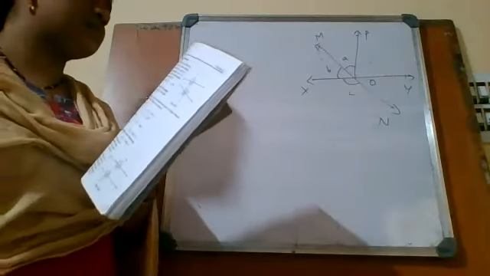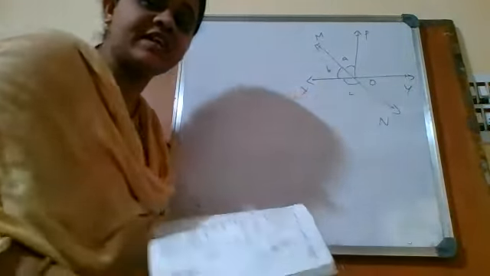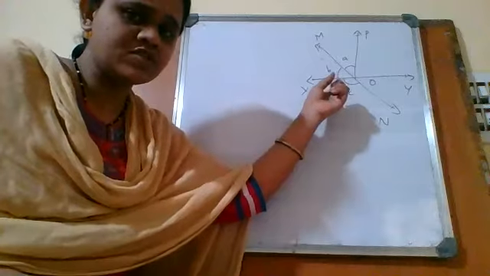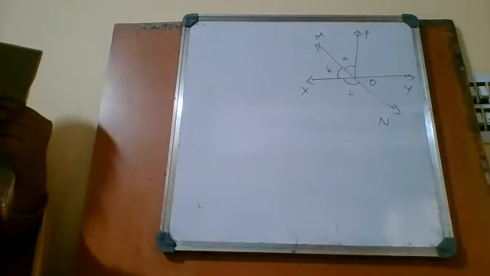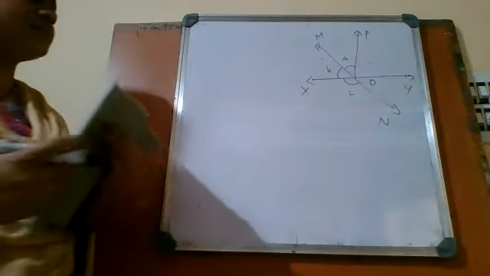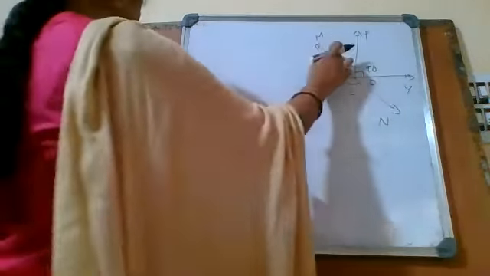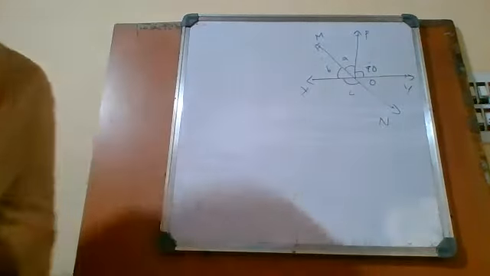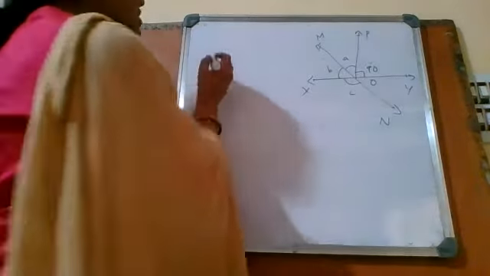Now look here. Given lines XY and MN intersect at O. Line MN and XY are touching at a common point O. They are called intersecting lines. Next, if angle POY is equal to 90 degrees, and A is to B is in the ratio 2 is to 3, now we have to find the value of C.